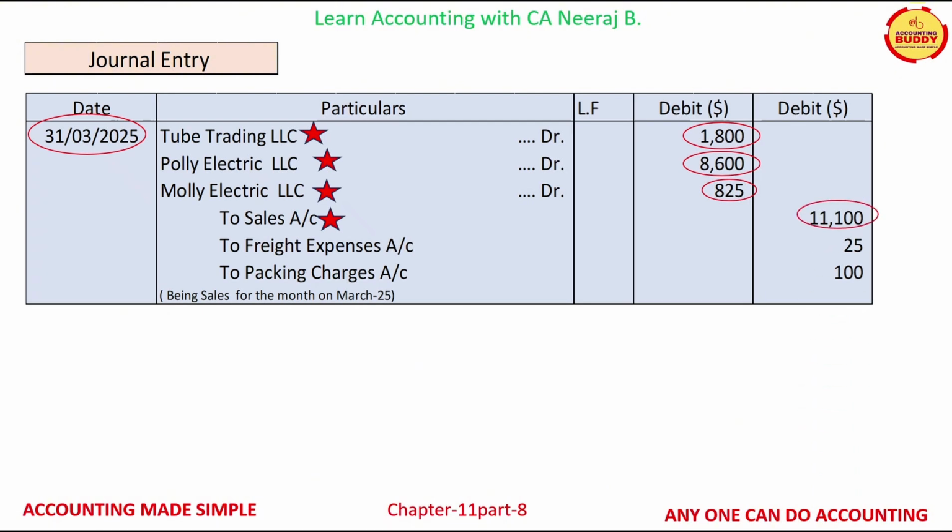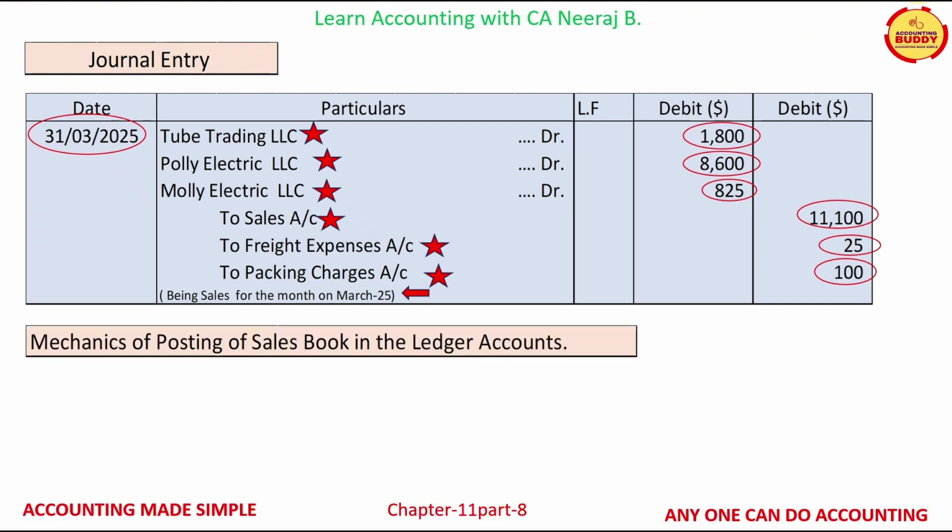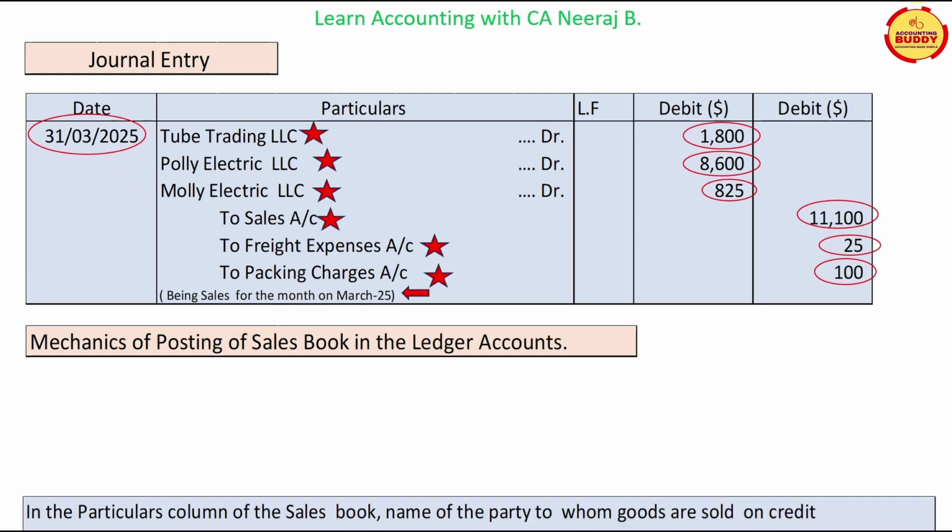The amount charged to customer over and above the sales value will be credited to the respective chart of accounts of freight expenses account for $25 and packing charges account of $100. Proper narration of the entry will also be written, which in this case is the sales for the month of March 25. Let us now understand the mechanics of posting of sales book in the ledger accounts.